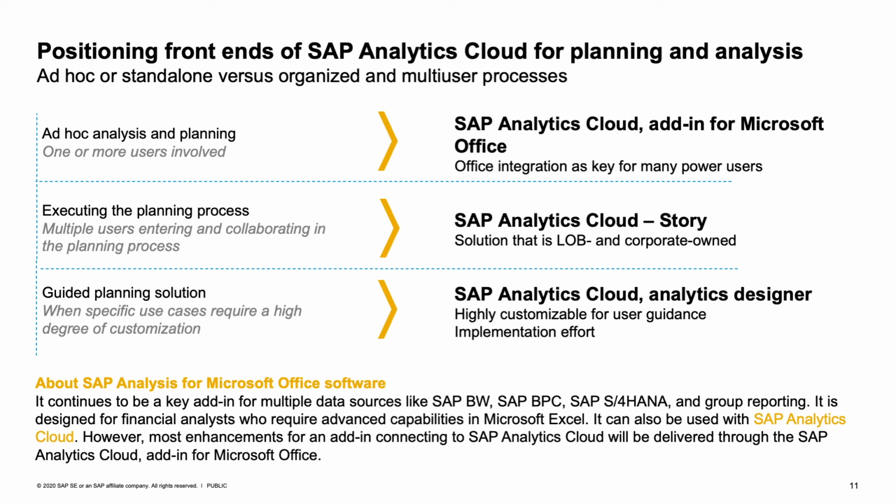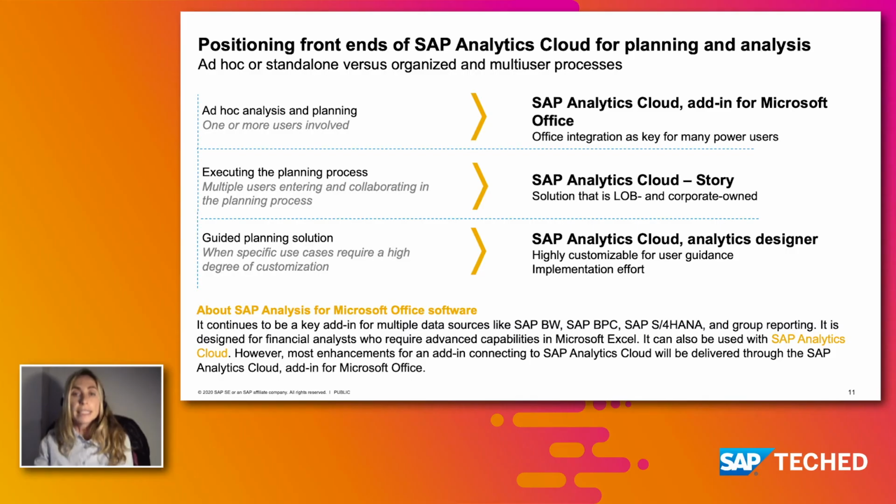First of all, it's important that you keep in mind that Analysis for Microsoft Office remains a key part of our portfolio. So we continue to support it. We continue to develop on top of Analysis for Microsoft Office. But the scenario where you will use it is different from the one where you will use the SAC add-in for Microsoft Office. We recommend you use Analysis for Microsoft Office when you would like to connect to BW, BPC, S4HANA, and of course SAC as well, but for more BI scenarios. When it comes to planning scenarios, we really recommend you use SAP Analytics Cloud add-in for Microsoft Office. Indeed, we position this new tool as a strong planning front end in Excel.